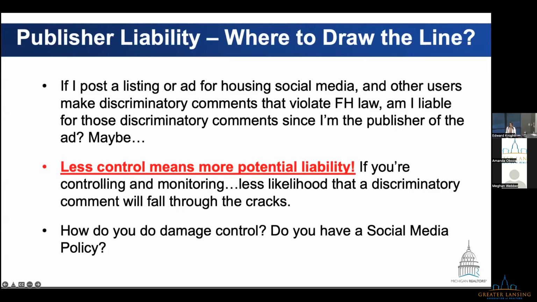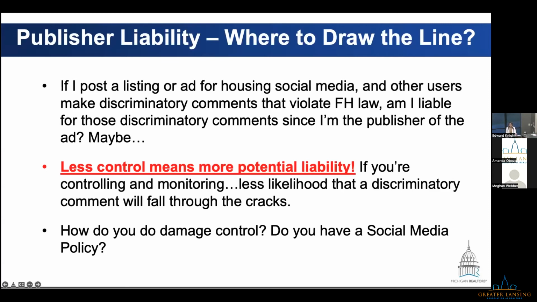So let's say that I'm an agent and I have a business page on Facebook that I use to advertise myself and to advertise my listings. And let's say that I post a link to a listing, and in the comment section, someone says, you don't want to live here. This neighborhood is full of fill in the blank, protected class. That comment is obviously a violation of fair housing law, but the question is, who's going to be liable for that comment? Obviously, the person who said the comment, but we also know that there's also publisher liability here. So is the agent who posted the listing liable because they were the one who published it? And the answer there is maybe.